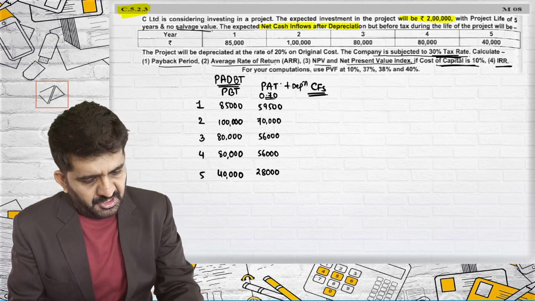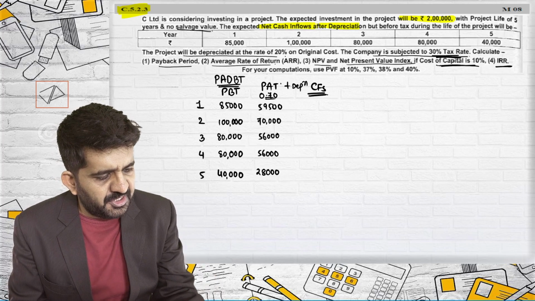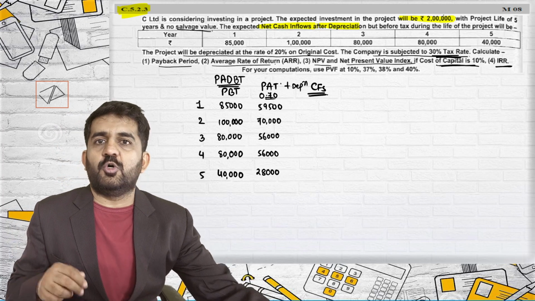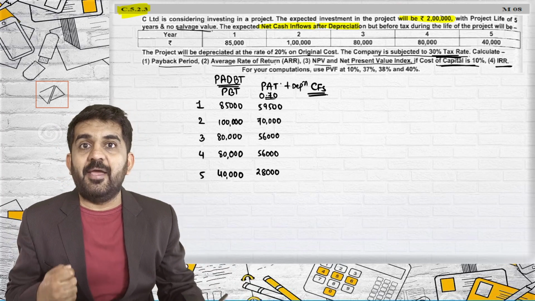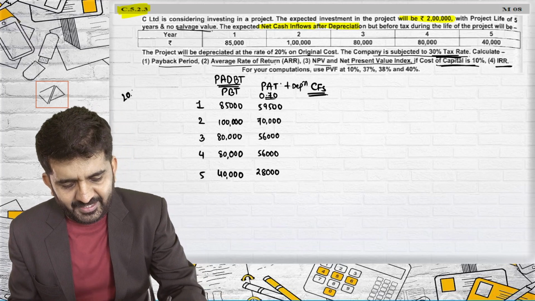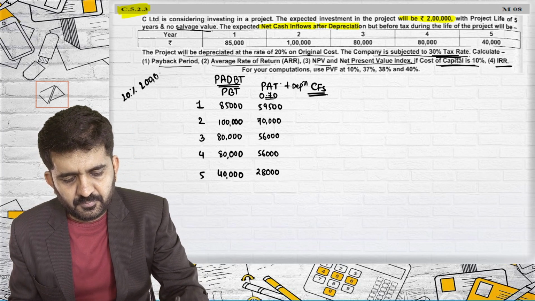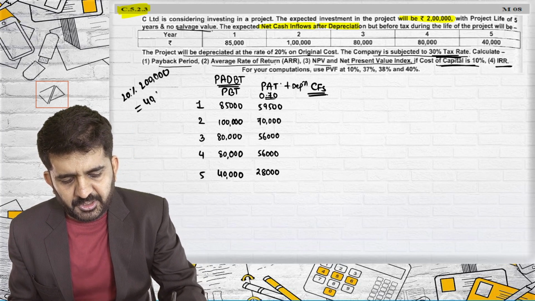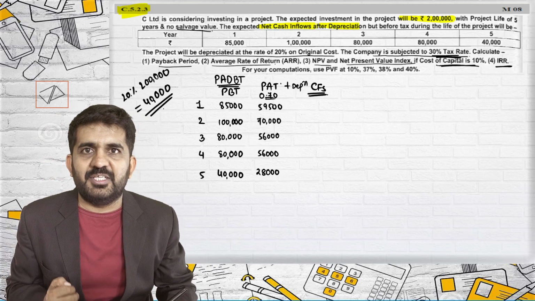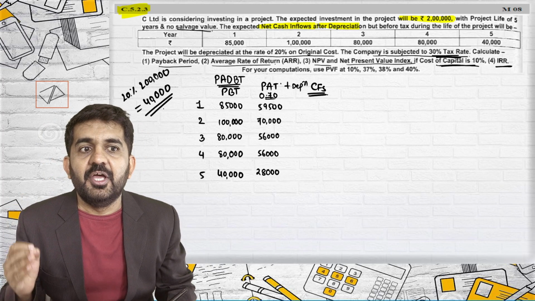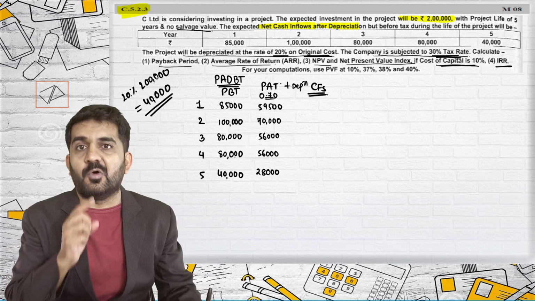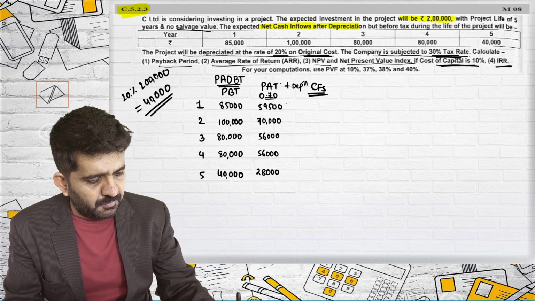Now what will be depreciation? The project will be depreciated at 20% on original cost. What is original cost? 2 lakh rupees. So every year depreciation will be 20% of 2 lakhs, which is 40,000. So practically it will be depreciated in 5 years. The project life is 5 years. It is the straight line method. Even if it is given in percentage terms, it is given on original cost. So every year 40,000 will be depreciation.